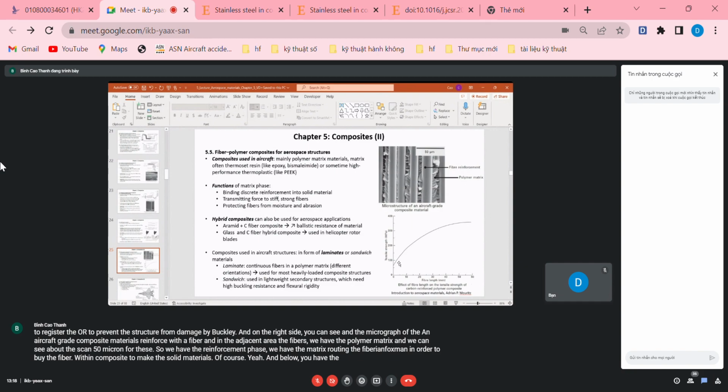And below you have the graph showing the relation between the tensile strength as a function of the fiber length. So basically, by increasing the length of the fiber, we can increase the tensile strength of the composite material, up to a certain point. For example, let's say 350 megapascal, if the fiber length reaches 60 millimeter. This is carbon reinforced polymer composite.